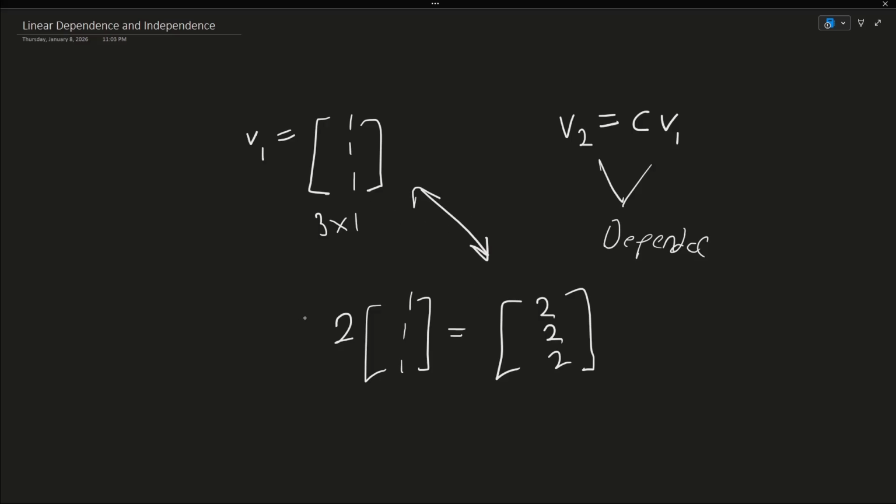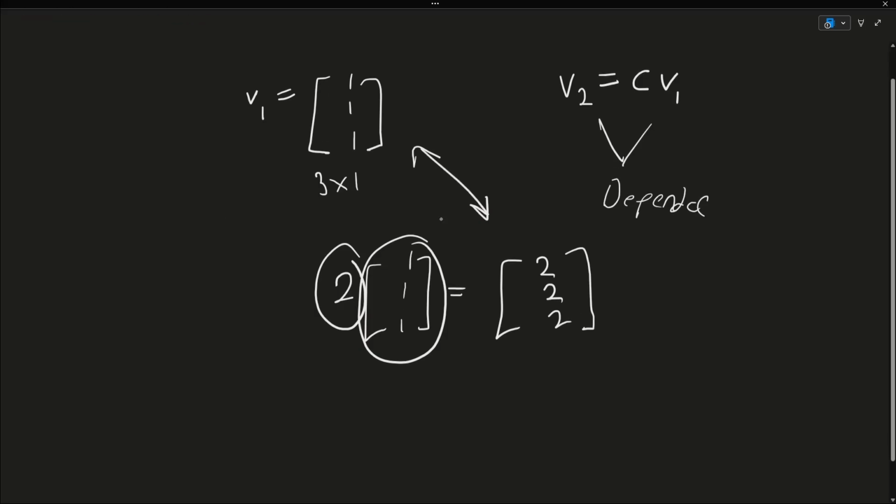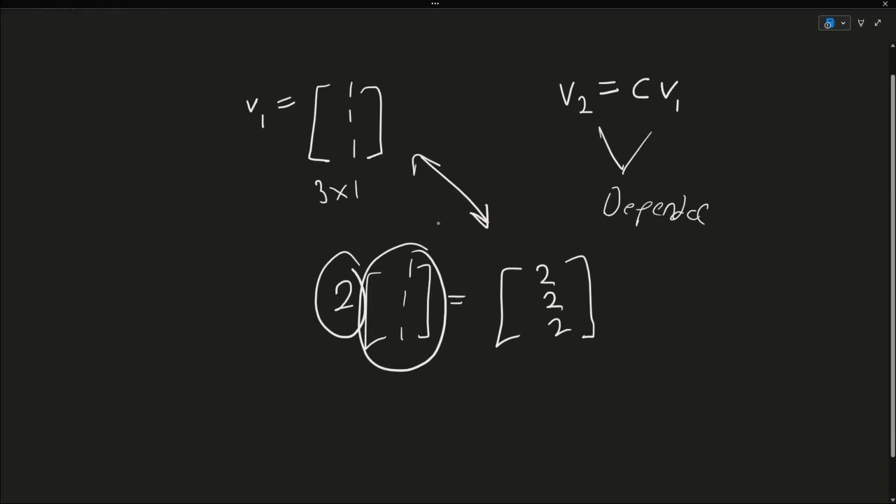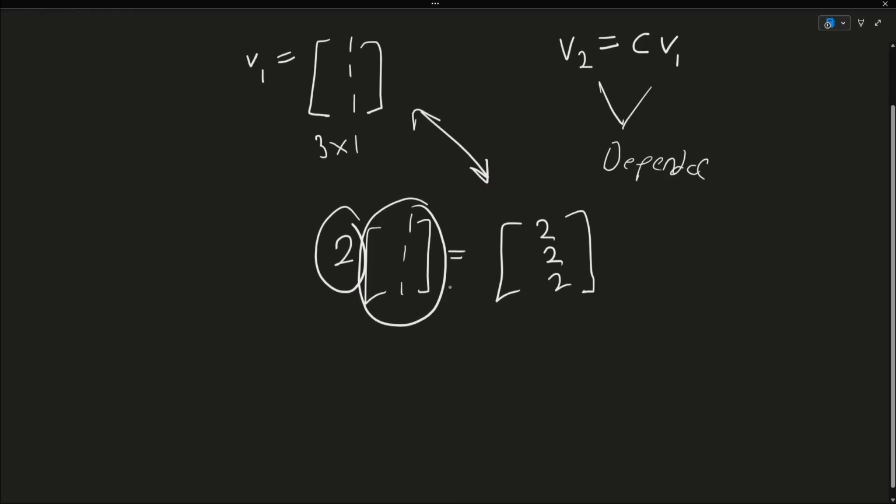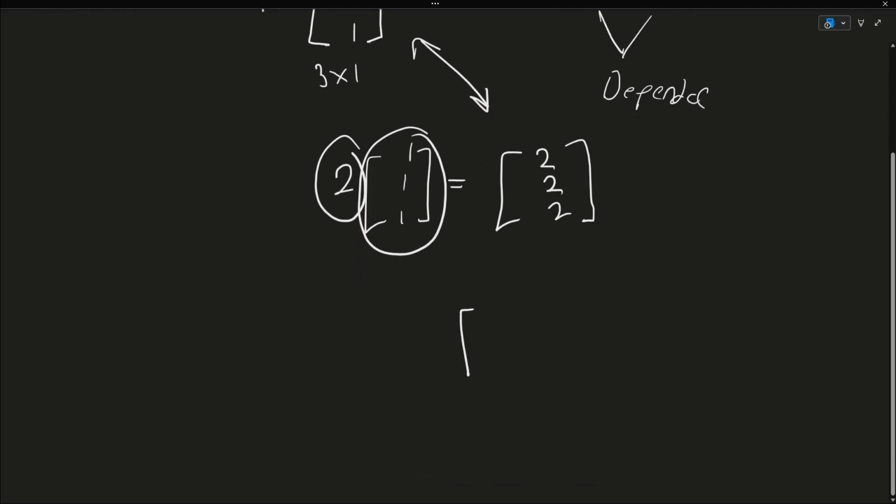It's because you can multiply this vector v1 with a constant 2 and get this vector, and these vectors are related to each other. You can divide this vector by 2 and get the same vector. So they're constant multiples of each other. And the best way to solve these problems, to understand the dependence and independence between multiple vectors, is to start with creating a matrix.